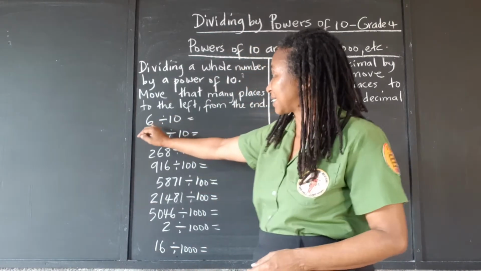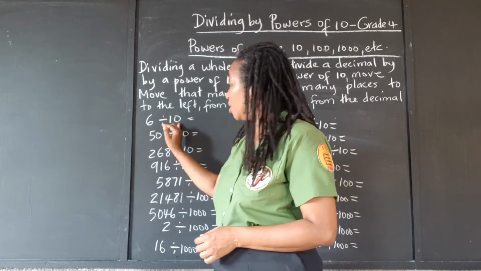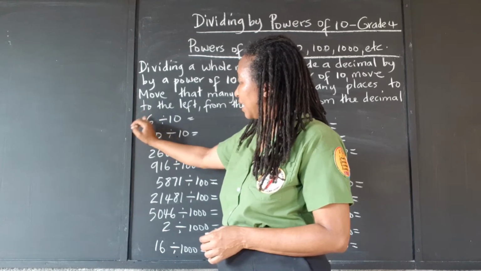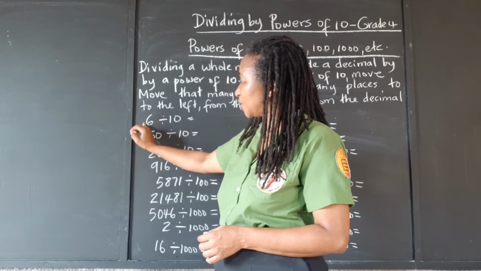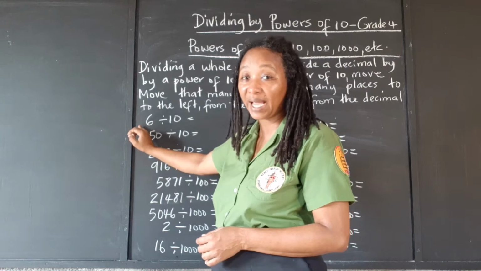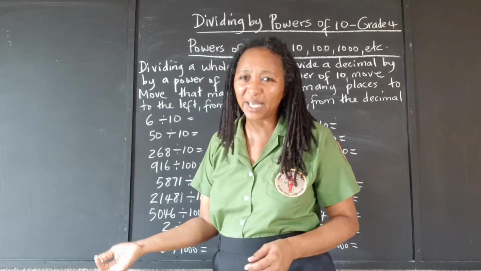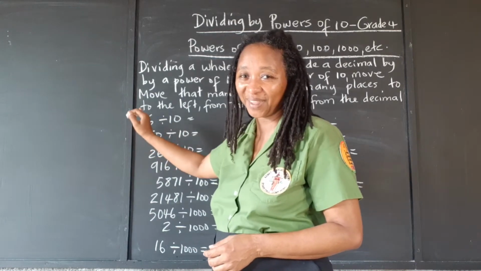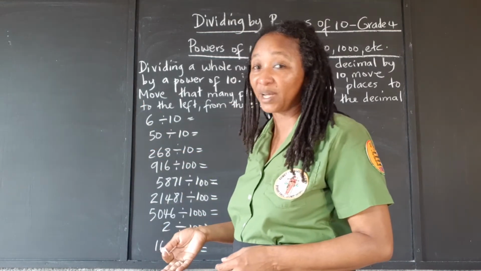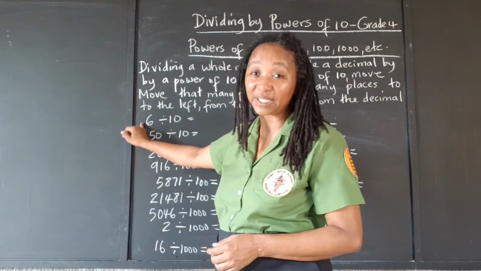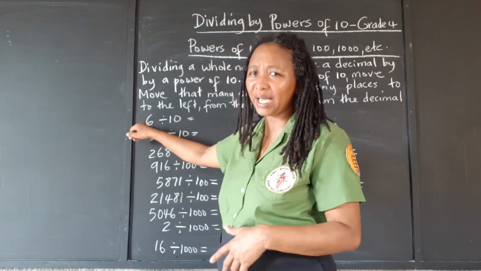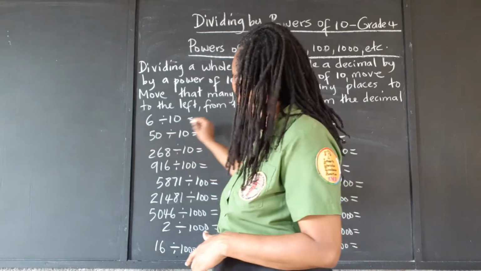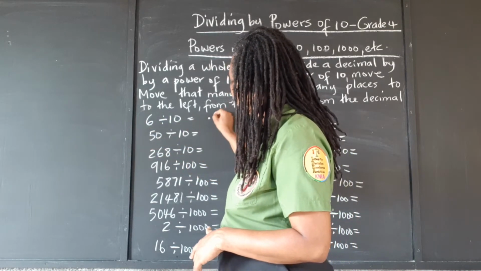So 6 divided by 10. We're going to move from here to the left, so that decimal point now is going to be to the left of the 6. Some people say behind, some say in front. It's to the left of the 6 to avoid confusion, right? Because some people would say this is in front of the 6, some will say no, that's behind the 6. Just know it's to the left of the 6. So that will be 0.6.